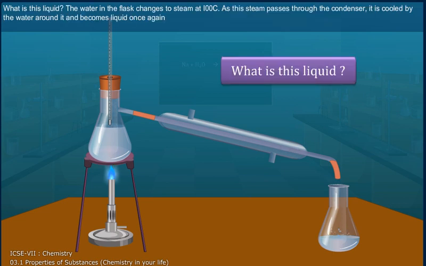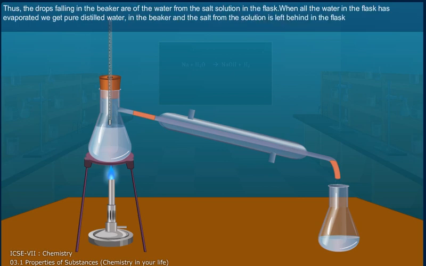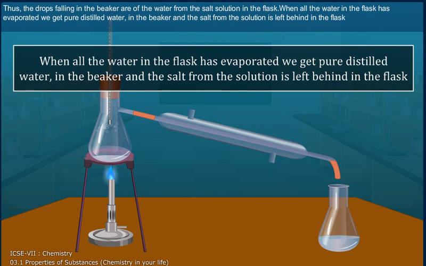What is this liquid? The water in the flask changes to steam at 100 degrees Celsius. As this steam passes through the condenser, it is cooled by the water around it and becomes liquid once again. Thus, the drops falling in the beaker are of the water from the salt solution in the flask. When all the water in the flask has evaporated, we get pure distilled water in the beaker and the salt from the solution is left behind in the flask.